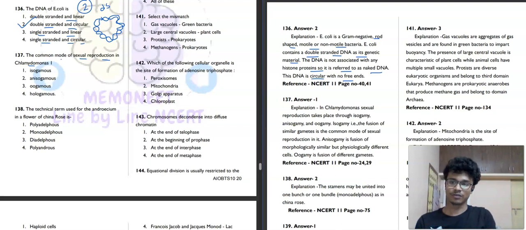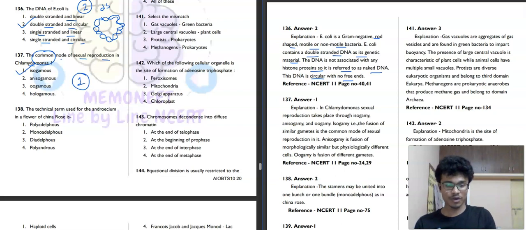But read the question carefully. It is saying the common mode of sexual reproduction in Chlamydomonas. So isogamy is basically the common mode of sexual reproduction in Chlamydomonas. The first option will be our correct answer for this question. Now we will understand the rest of the options as well.